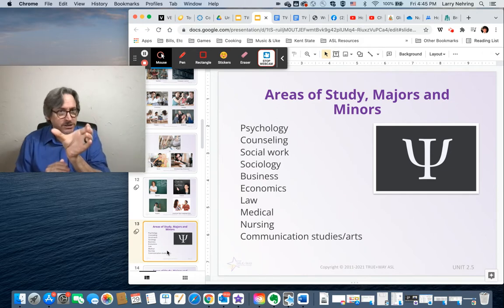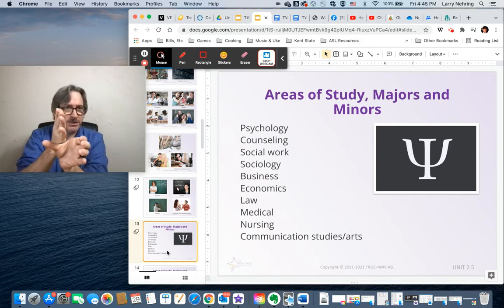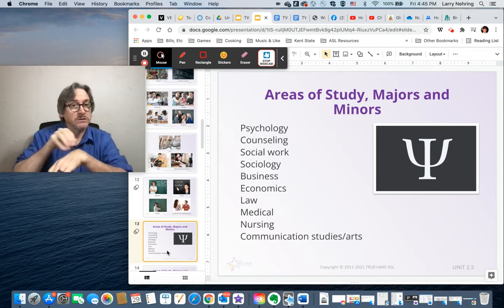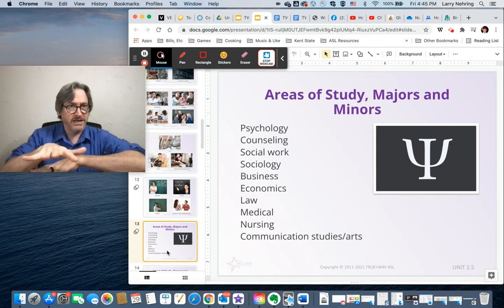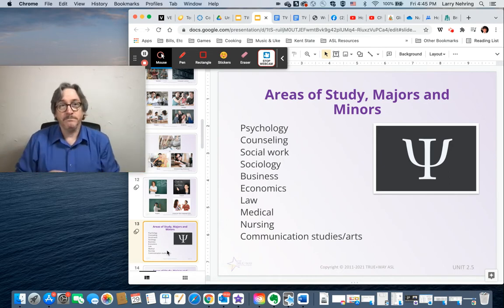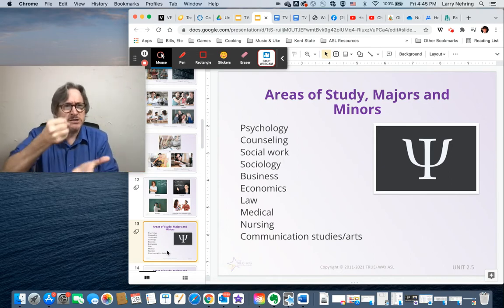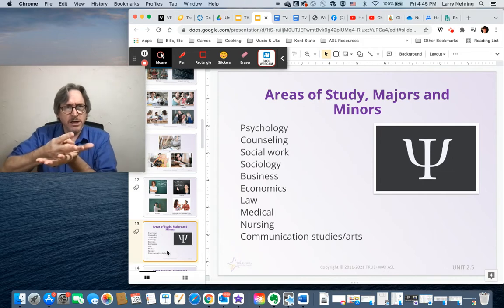So remember, psychology is you choke a person and then karate chop them to the forehead. And in counseling, you give good advice over the desk. Over the desk. Social work, SW. So it comes from either school or work, SW.